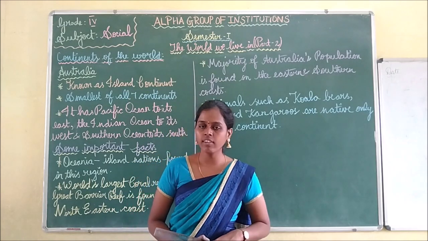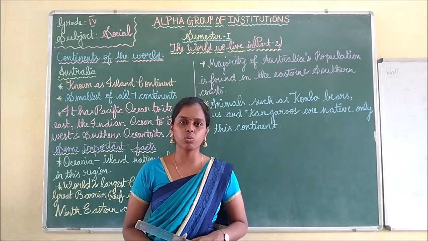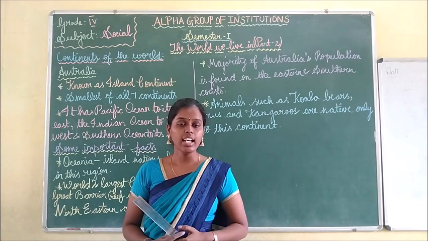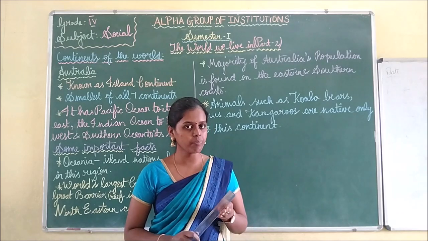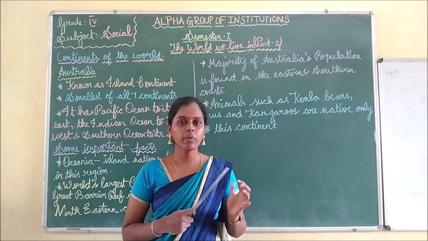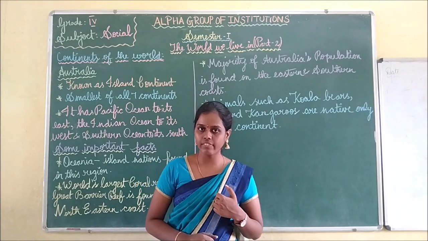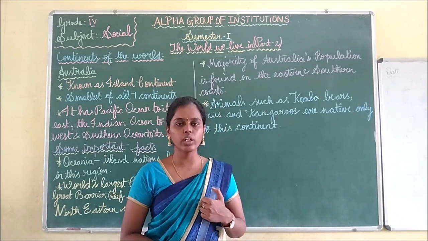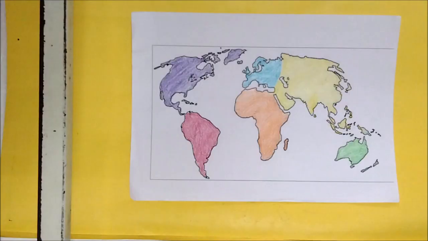So here we have learned about all the 7 continents in the world. What are all the continents we have learned? Asia, Africa, North America, South America, then Europe, Australia and Antarctica. These are all the 7 continents we have learned about. Hope you have understood about all these 7 continents.